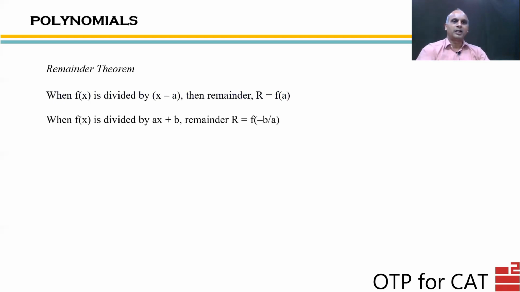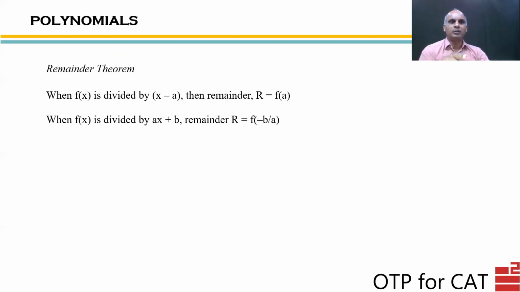That when f(x) is divided by x minus a, the remainder was f(a). In the light of the previous example, now I can say, when f(x) is divided by ax plus b, what will be the remainder? Like in the previous case, x minus a was the divisor. You equate that to 0, you get x equal to a, and that a is put in the function to get the remainder.